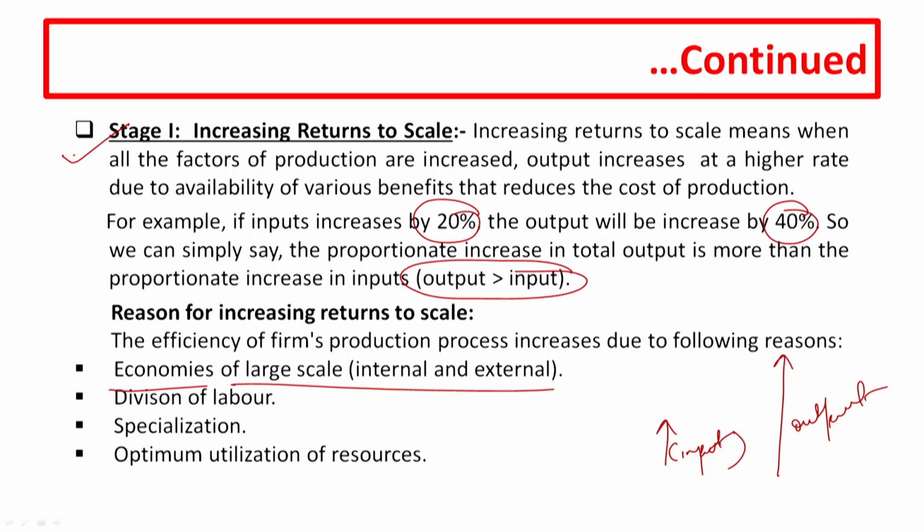Second reason, division of labor. It is very possible to divide a large task into very small parts, and each part is going to be performed by a single factor, and by performing those tasks again and again, they become specialized in it, and they are using the resources to their optimum level. So, all these together make it an increasing return, output is more in comparison to the input.